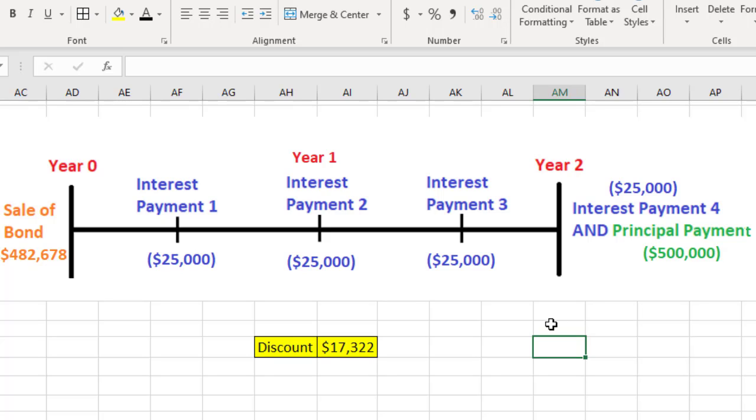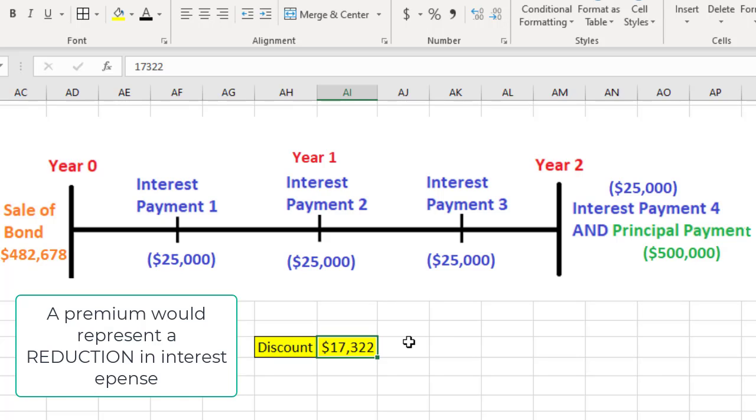Now I view the interest expense as coming from 2 different sources. One from each of these interest payments of $25,000, and then 2 from the difference between the selling price and the principal repayment at the end of the bond's life. So if you think about this, the company is borrowing $482,678, yet they actually have to pay back more than that, $500,000 at the end of the bond's life. So that's an additional form of interest expense, and the amount happens to be the same as the discount, which is $17,322. So the discount of the bonds actually ends up being an additional form of interest expense.